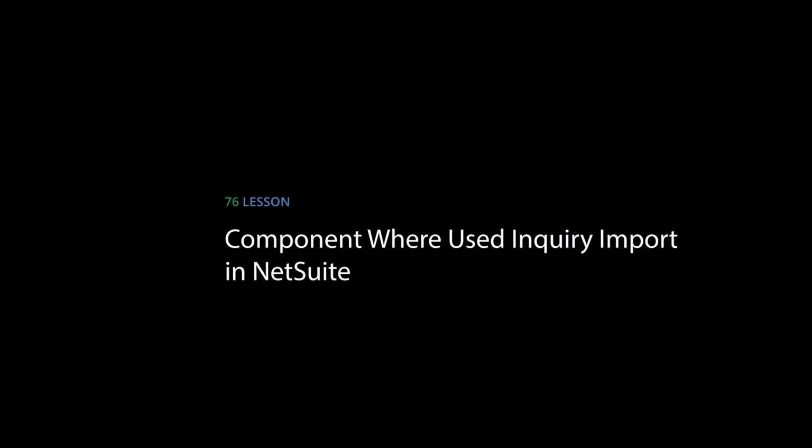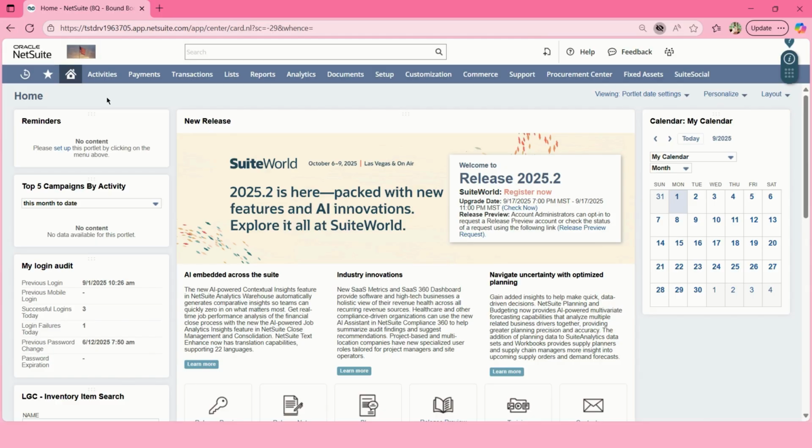In this video, we'll discuss the component where used inquiry report in NetSuite. This report is very useful in manufacturing and assembly setups when you want to know where a component item is being used across multiple assemblies. It displays all assemblies, sub-assemblies, and finished goods that include a specific component in their bill of materials, BOM.